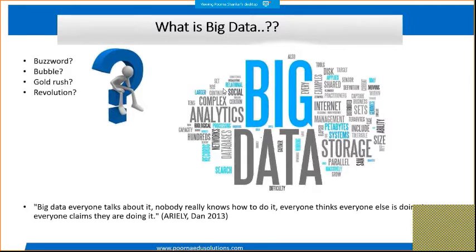Better, let us see what Early says. He says everybody talks about big data, but nobody really knows how to do it. Everyone thinks everyone else is doing it, so everyone claims they are doing it. Of course, this is a vague definition. This was the standard in 2013. But later, after the invention of the Google File System and Hadoop architecture, big data has completely taken a big evolution.